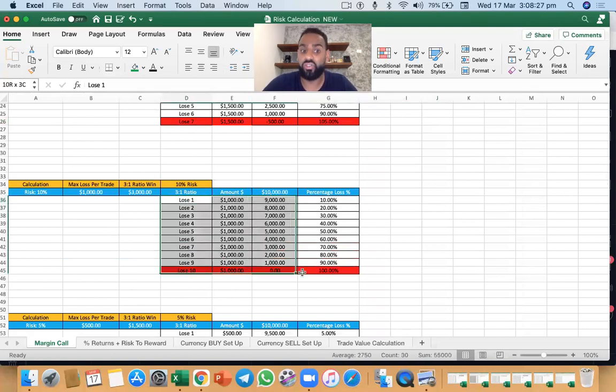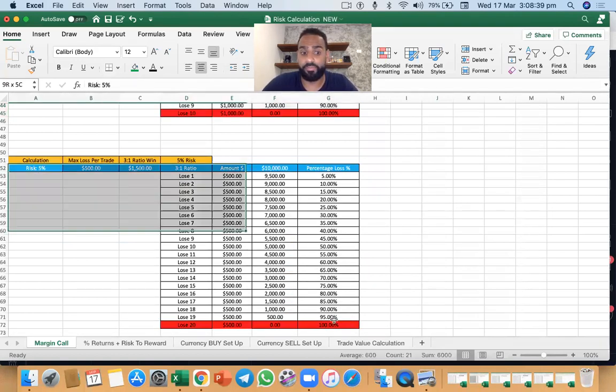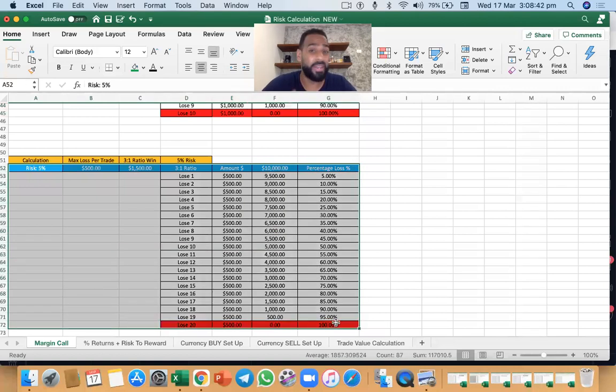Now you're looking at 10 trades before you lose your hard-earned money in the markets, okay? If you then go down to 5% risk, which is like the maximum I take personally, now you're looking at 20 trades until you lose your money. Remember, this is 20 trades in a row, okay? It's never really going to happen, especially when you know what you're doing.